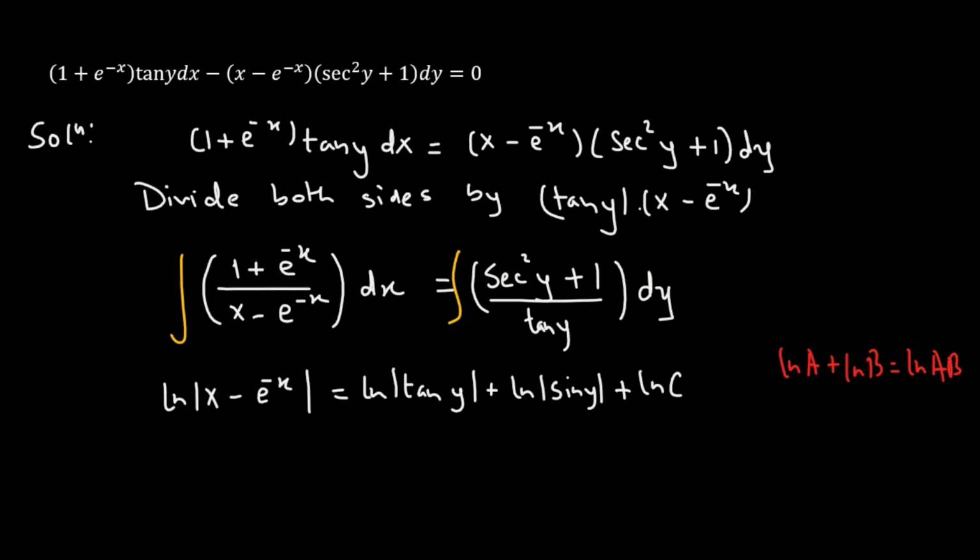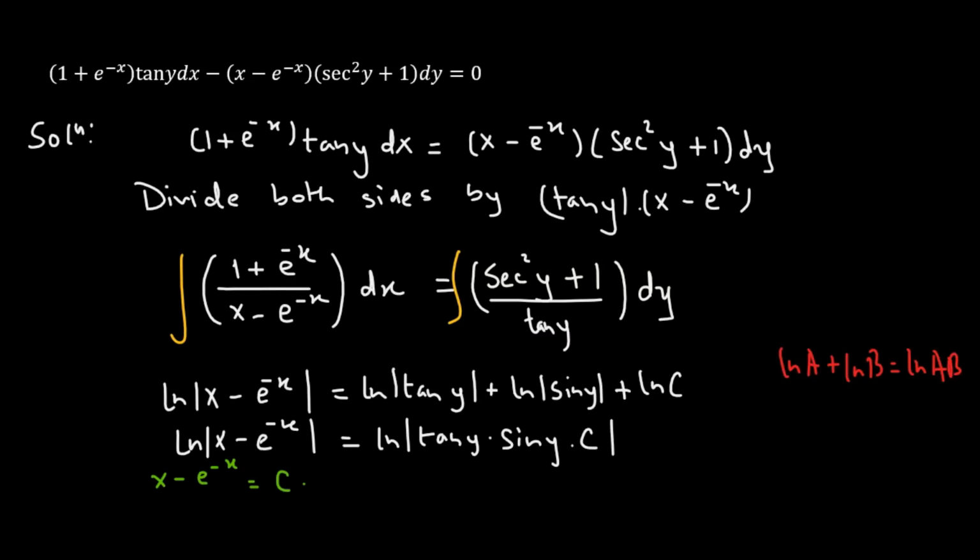So we can combine the terms on the right hand side to get tan y times sin y times c, and on the left hand side we have natural log of (x - e^(-x)). So we can take the anti-log on both sides, so we get x - e^(-x) equals c times tan y times sin y, and this is the required solution to the given differential equation.